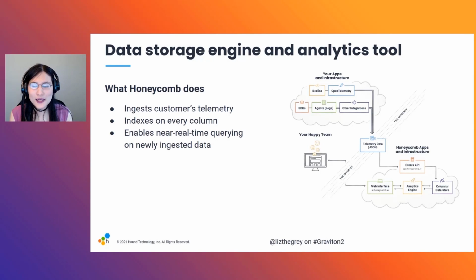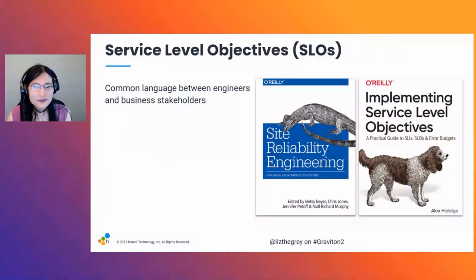We ingest that data in real time. We index on every single column, no matter what the cardinality is. And we enable near real-time querying on every piece of ingested data, as well as enabling historical data querying across months of data. As a result, we have to think about this workload as a high-performance data workload, where we need to be able to do bulk ingest at very high throughput and at very low latency.